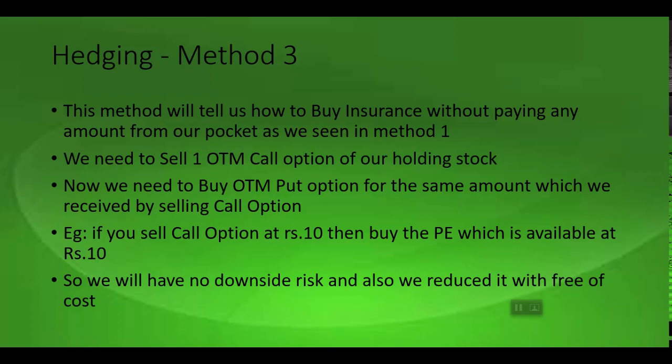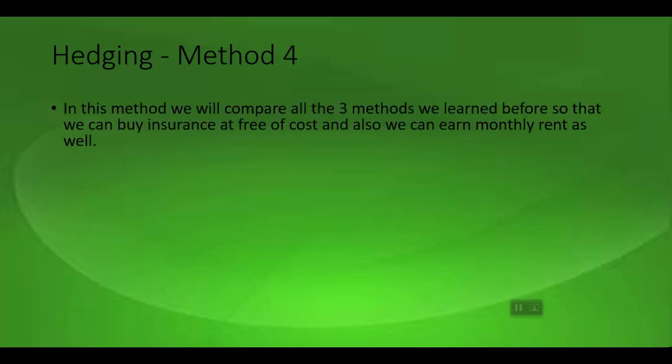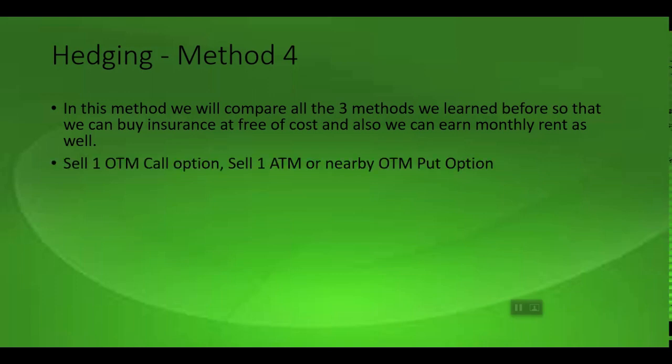Okay, so in method 4 we are going to have a look at how to combine all these 3 methods which we learned earlier, and we can combine all those 3 to buy the insurance at free of cost, and also we can earn the monthly income as rental as well. Okay, so for this case, first you need to sell one out the money call option, and then we receive the premium by selling that out the money call option, right? So after that, sell one at the money or nearby out the money put option.